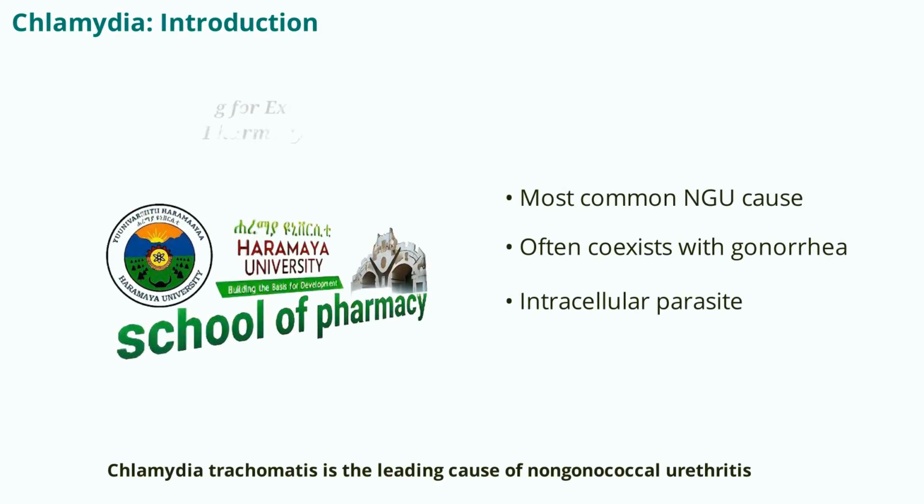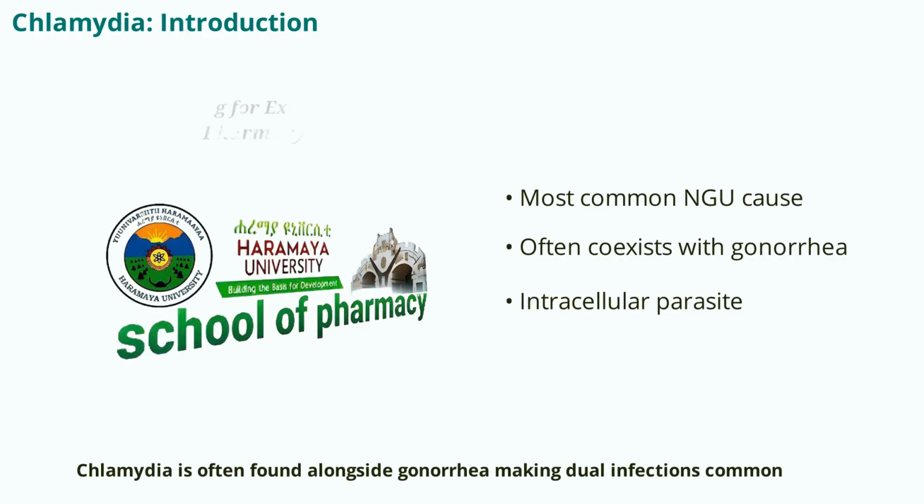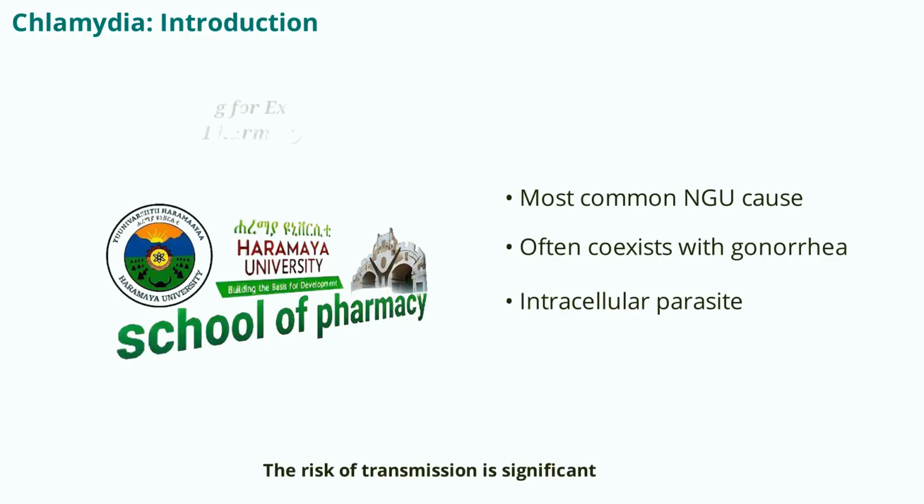Chlamydia trachomatis is the leading cause of non-gonococcal urethritis, accounting for up to half of such cases. This organism is unique in that it shares characteristics of both bacteria and viruses, being an obligate intracellular parasite. Chlamydia is often found alongside gonorrhea, making dual infections common. The risk of transmission is significant, and untreated infections can lead to serious complications.